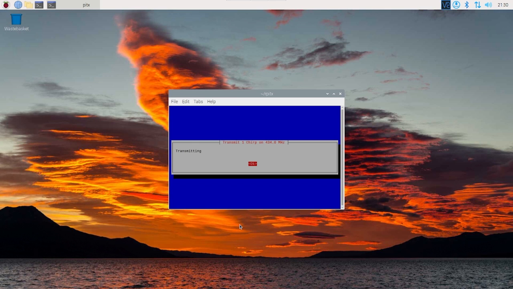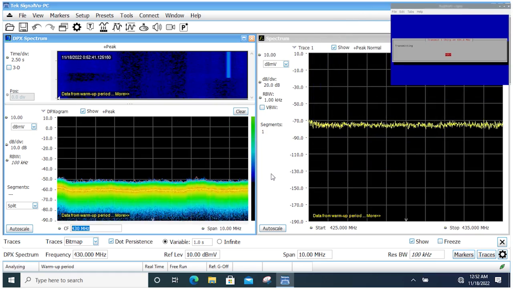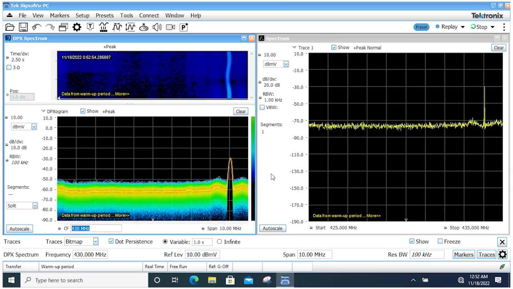Now, let's move to our SignalVu-PC software package connected to our RSA-306B to see how it handles this seemingly unpredictable signal. Now inside of the SignalVu-PC software, we can start to take a look at the RF signal output by the Raspberry Pi. In real time, we can see the output signal moving around the specified frequency of 434 MHz. Looking at the DPX spectrum view, we can see the running history of the signal. Looking at the real-time changes in the spectrum view, we can see that the signal modulates in a sinusoidal pattern.